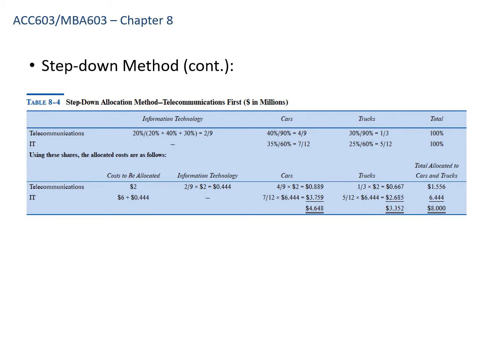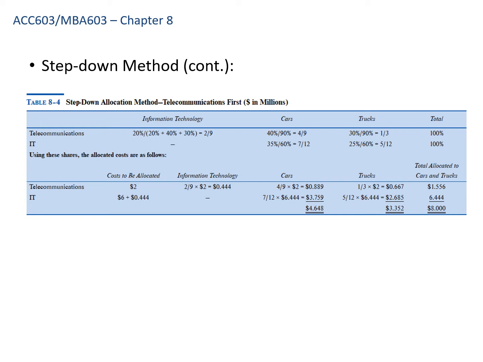So the example from the book, the one I took here, is first doing the telecommunications. When we looked at the percentages, it gave 10% to itself, 20% to information technology, 40% to cars, and 30% to trucks. So when I add up 20 plus 40 plus 30, that's 90%. So I'm going to take the telecommunications and give 20 of 90, or 2/9 of it, to information technology, the other service department.